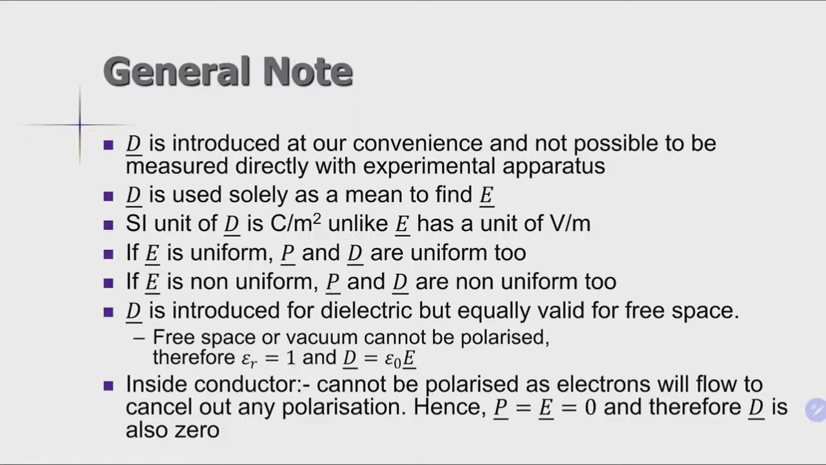Conductors cannot be polarized as electrons will move freely to cancel out any polarization. Therefore, P is equal to E is equal to 0 inside a conductor, and D is also 0 inside the conductor. So D only applies inside a dielectric material or free space, and polarization as well. Inside a conductor, they are all equal to 0. I'll give you 5 minutes break, and then we'll come back to finish off the rest of the slides.